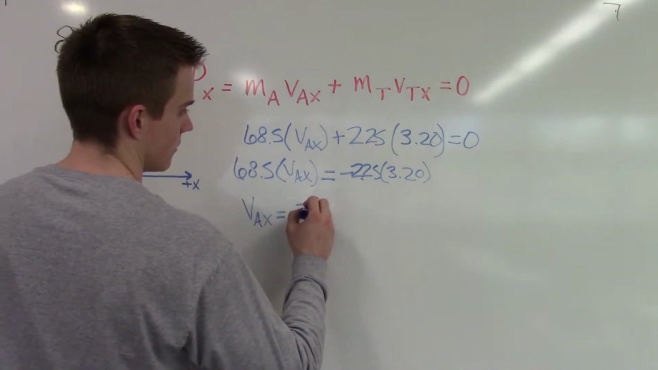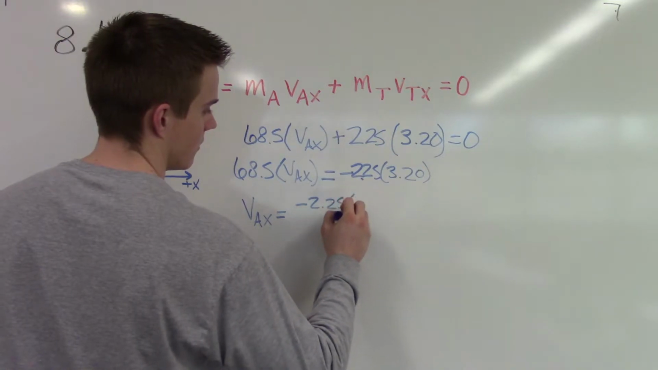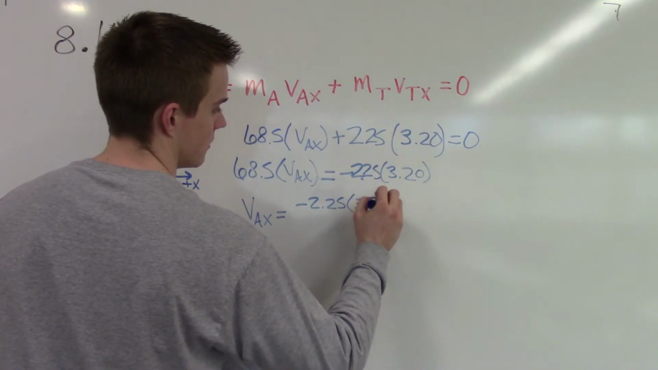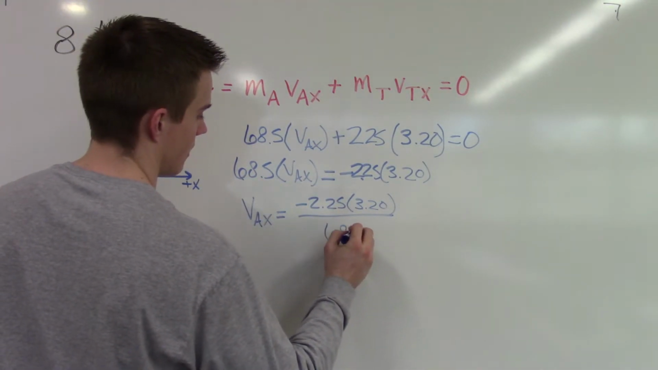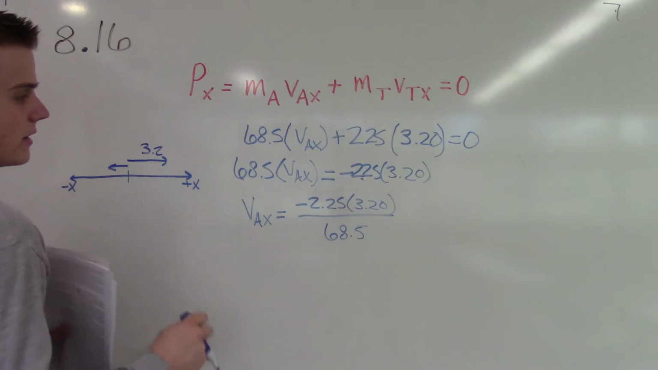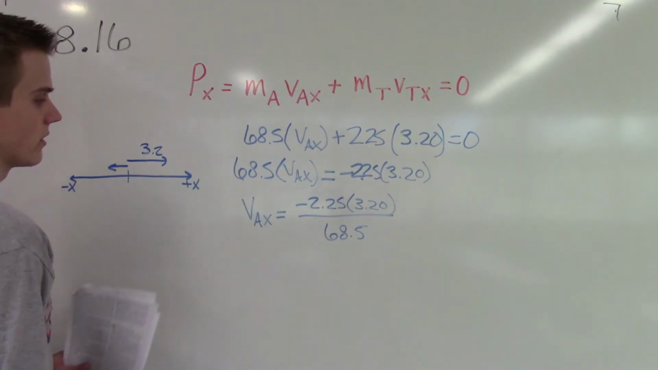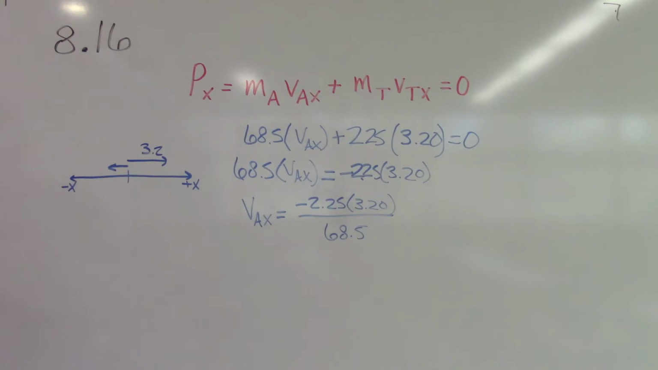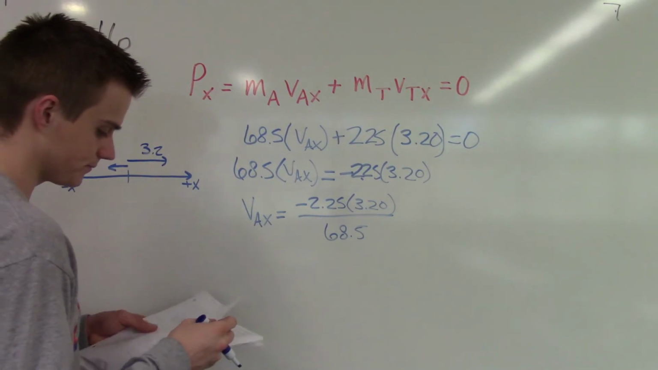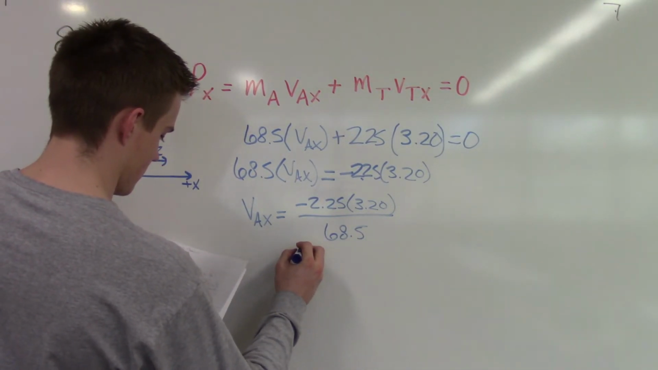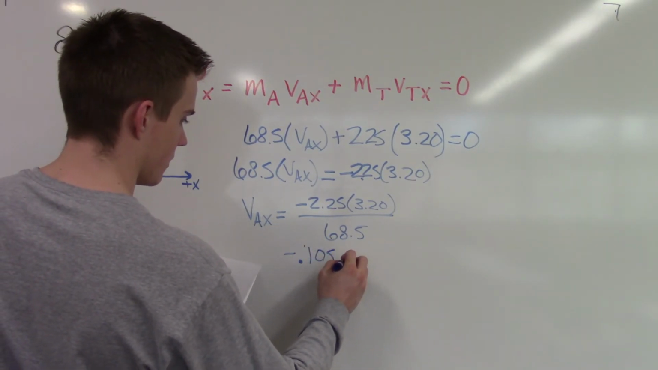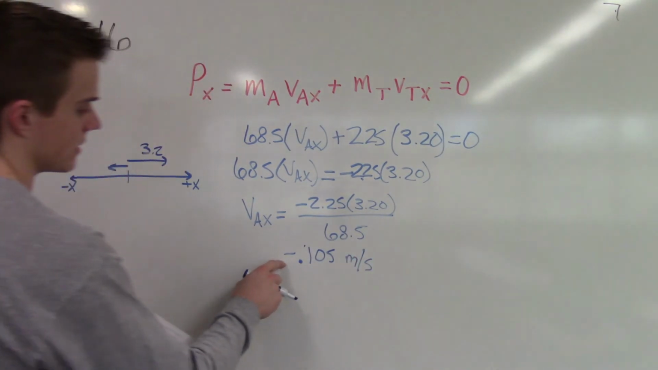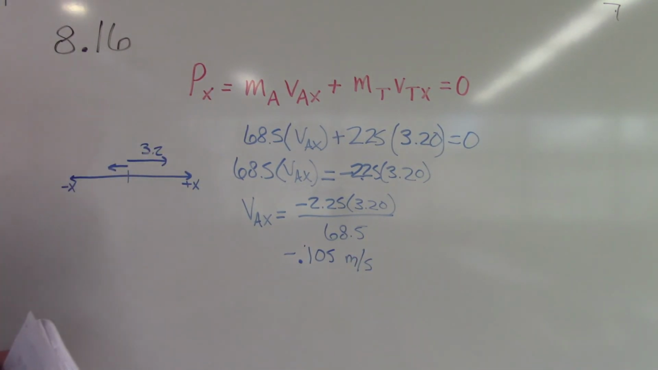equal to negative 2.25 times 3.2 over 68.5. And we know that it's going to be in the negative x direction because of this negative right here. And so I punched that into the calculator, and I got negative 0.105 meters per second. And that's in the negative x direction, so she'll be moving backwards at 0.105 meters per second. And that's your answer.